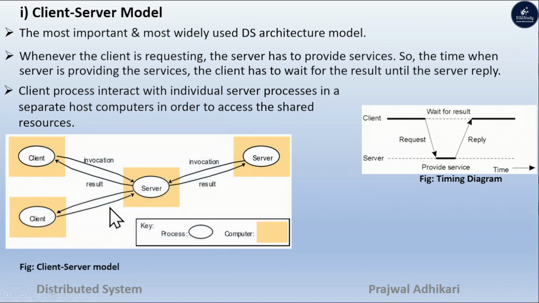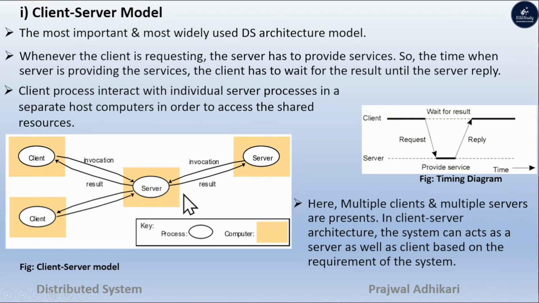Here is the architecture model of the client-server model. Here there are two different clients and two different servers. The client requests the server and the server gives the result to the client. Multiple clients and multiple servers are present in client-server architecture. Systems can act as a server as well as a client based on their requirements. Here this one can act as a server and also as a client, as it requests another server and that server gives the result.